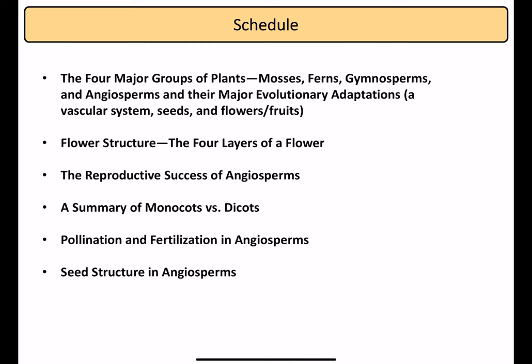Now, plants are largely multicellular, photosynthetic organisms. That means they can take sunlight and convert it into food, carbohydrates, and fats, which we call biological molecules. So that ability to do photosynthesis largely ties this group together.